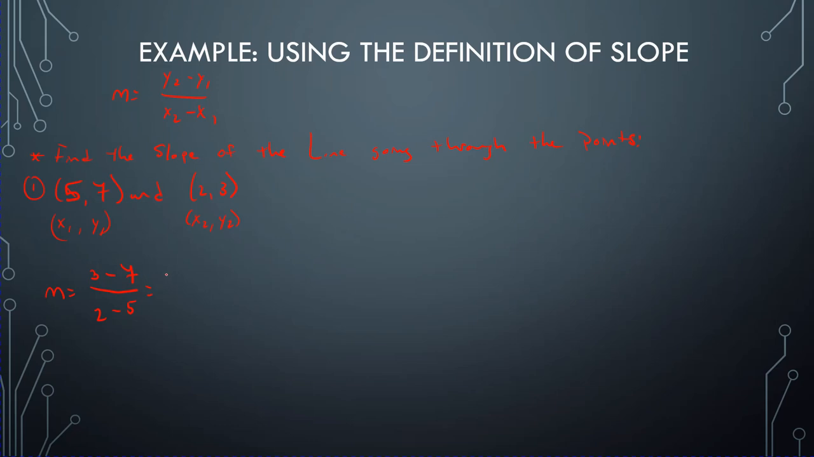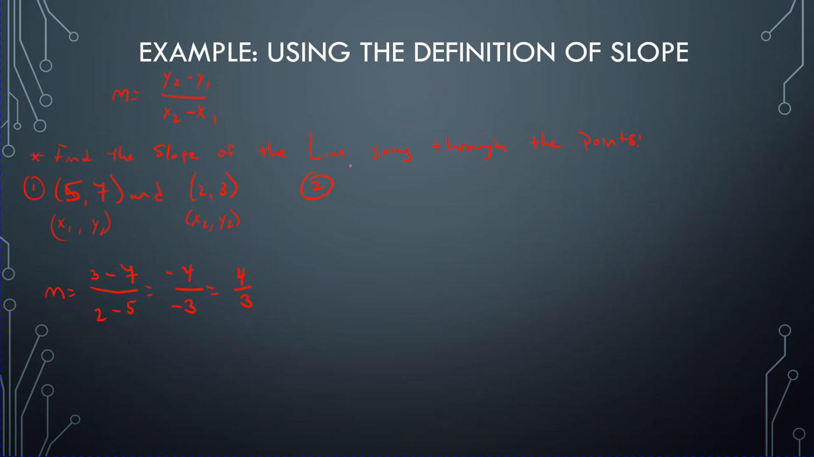Well, 3 minus 7 gets me minus 4. 2 minus 5, what does that get me? That gets me minus 3. A negative divided by a negative is a positive. So the slope here is 4/3. And it's okay to have a slope be a fraction. That's totally fine. It's really just following this formula.